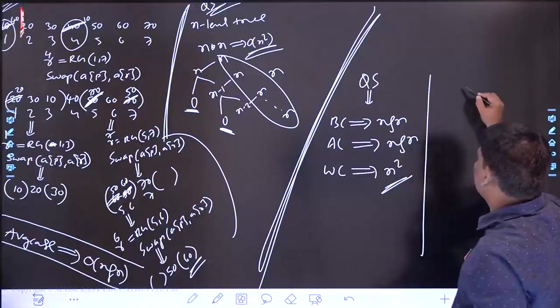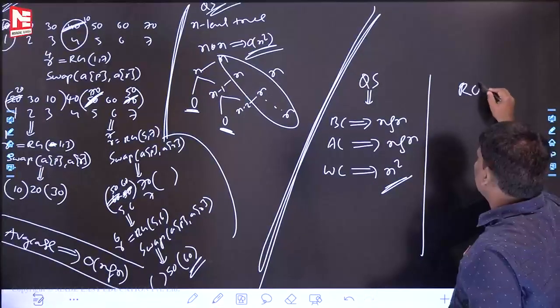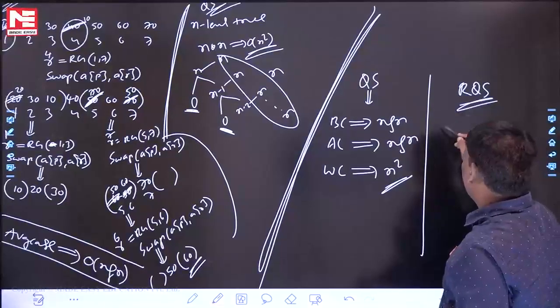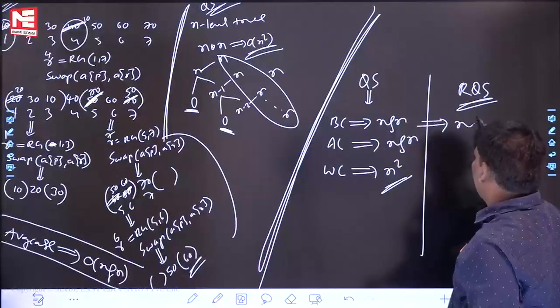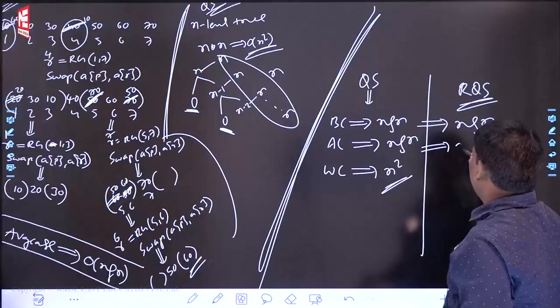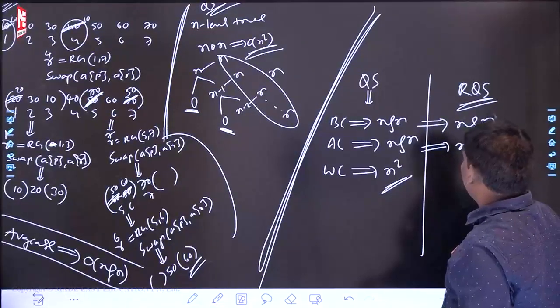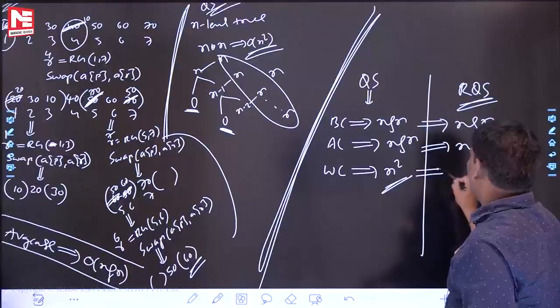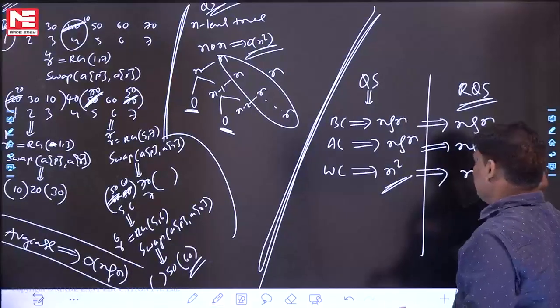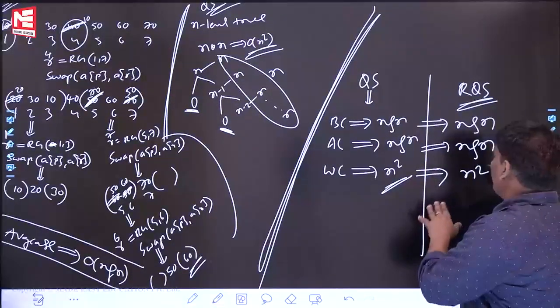But see one more interesting answer. If you apply randomized quicksort algorithm, see the best case n log n, average case n log n. See the worst case is going to be n square. Randomized quicksort also will give worst case n square.